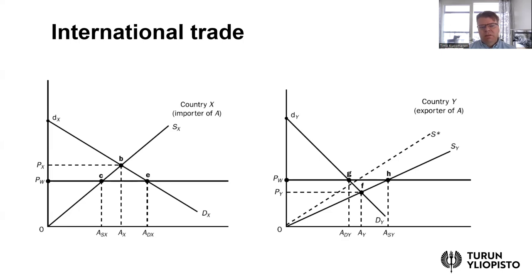So we see in this example that this kind of opening of international trade will benefit the consumers in the importing country. However, the producers get a lower price and produce less in country X. On the other hand, in country Y, we saw that producers benefit from these export opportunities. So these firms that export produce more and get a higher price, whereas consumers in the exporting country have to pay a higher price and consume less. So consumers are then worse off after this kind of opening of trade.